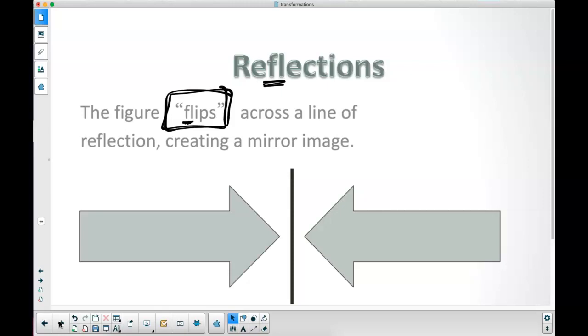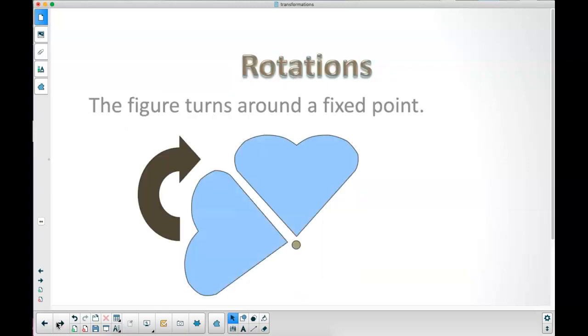Questions there? Okay, the last one is a rotation. Okay, and in a rotation, the figure turns around a fixed point. Okay, so if I'm going to rotate myself, I have to stay in this same spot and turn. Okay, I rotated around a spot on the floor. Okay, if I did a cartwheel, is that a rotation?